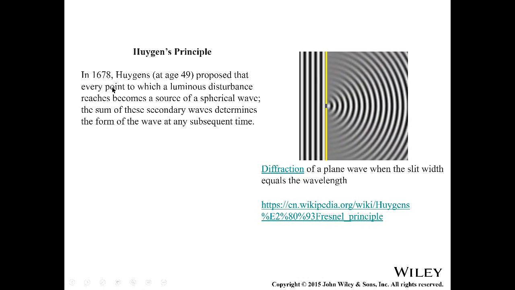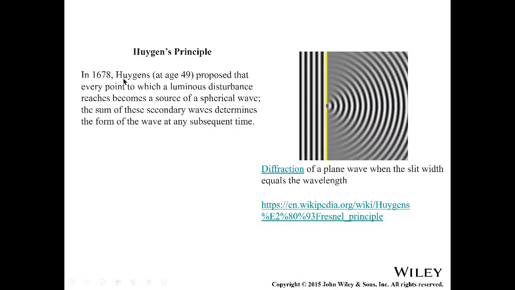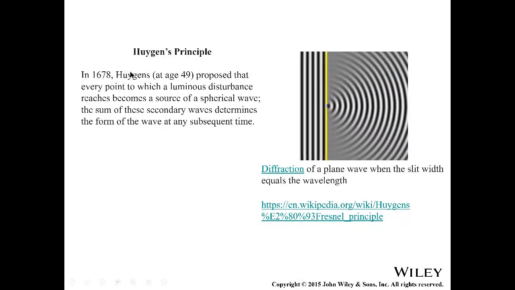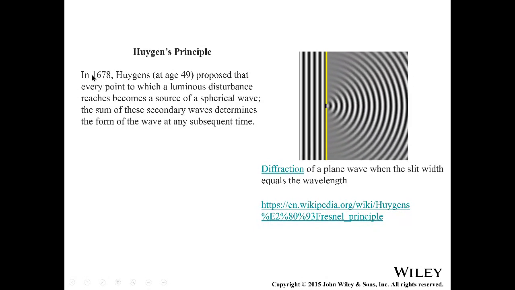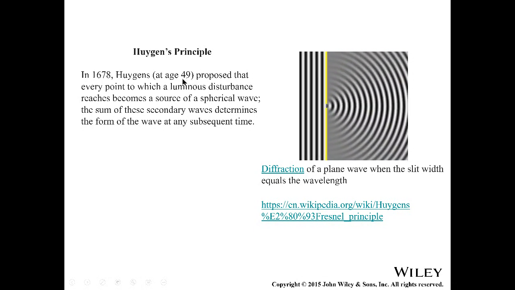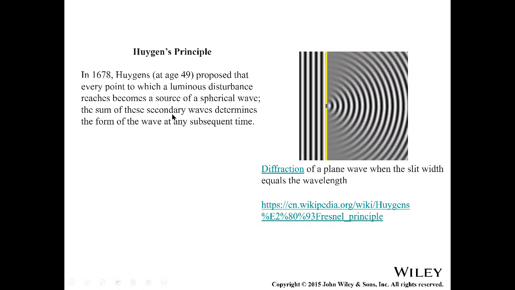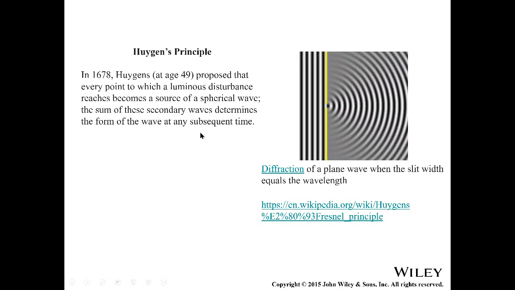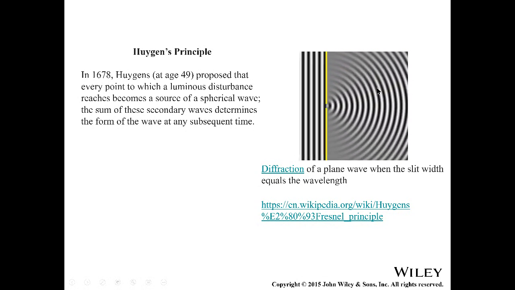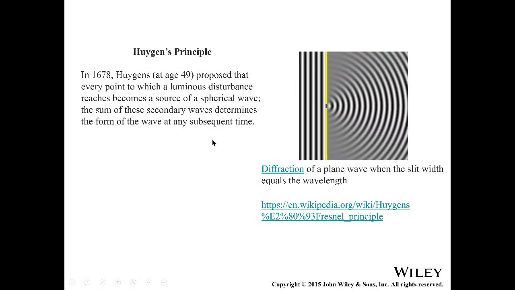And I will download a picture also of Christian Huygens. He proposed this at age 49, sort of like Morley helping out with the Michelson-Morley. And he proposed that every point to which a luminous disturbance reaches becomes a source of spherical wave. The sum of these secondary waves determines the form of the wave at any subsequent time. So here you have just a spherical wave from this small slit down here.